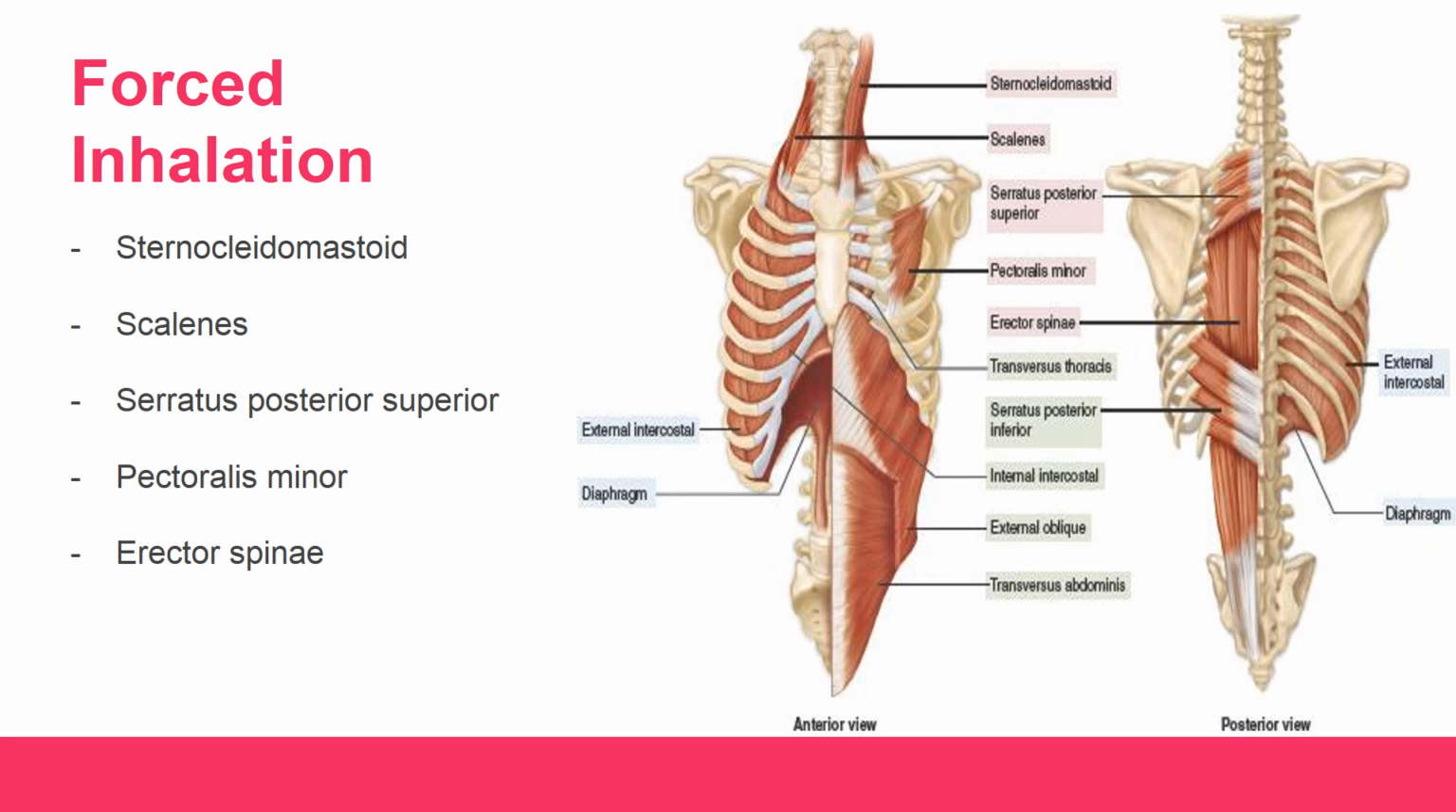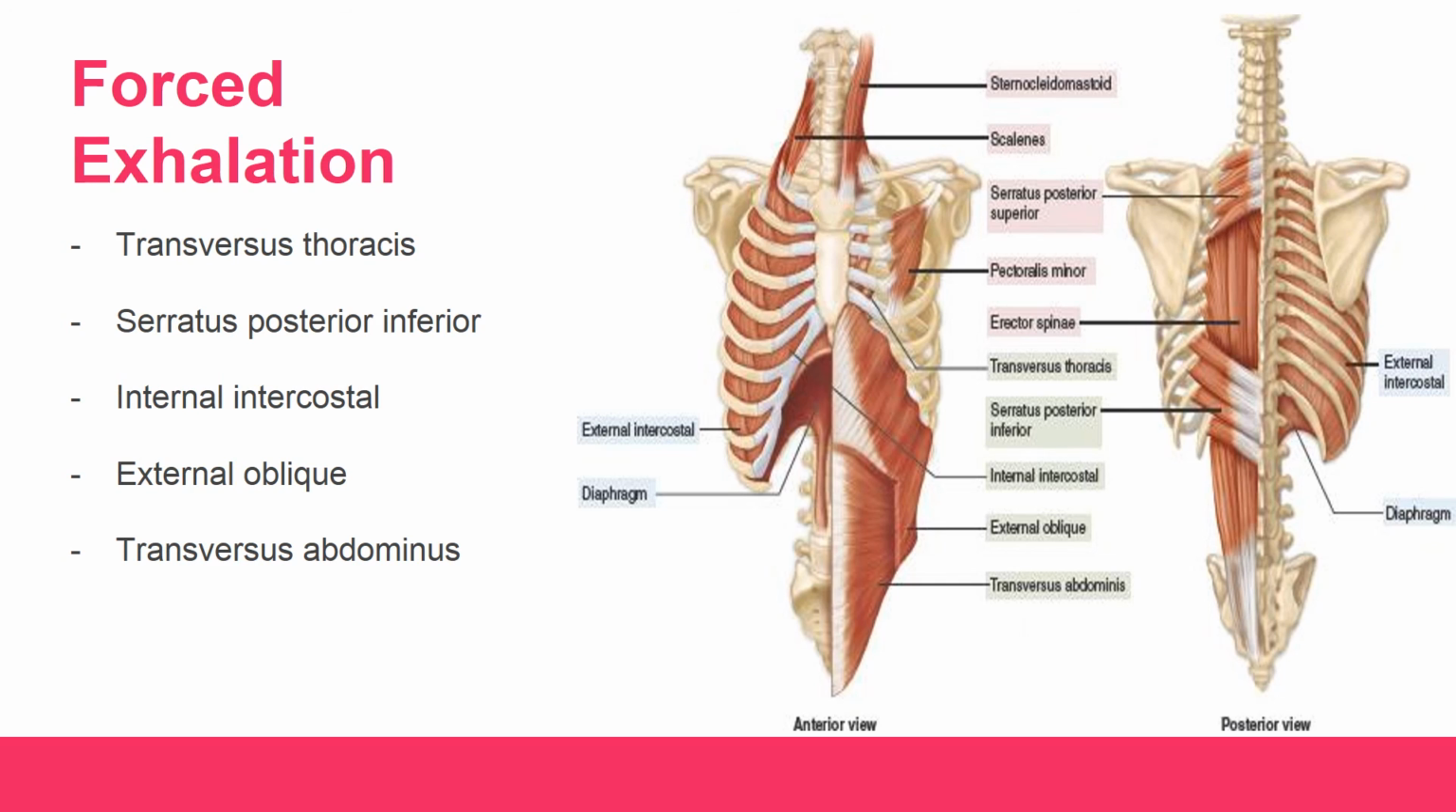In forced inhalation, several accessory muscles are activated and contract to help decrease the pressure by increasing the volume of the thoracic cavity, thus drawing air in. These muscles include the sternocleidomastoid, scalenes, serratus posterior superior, pectoralis minor, and erector spinae.